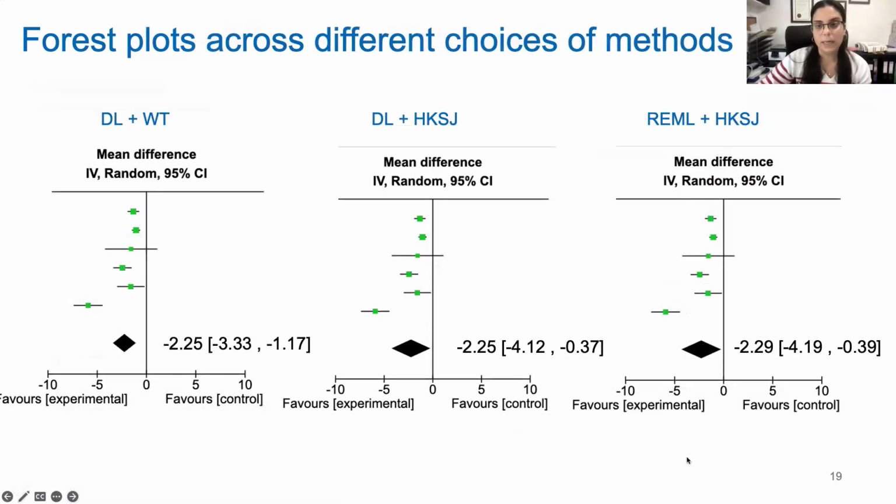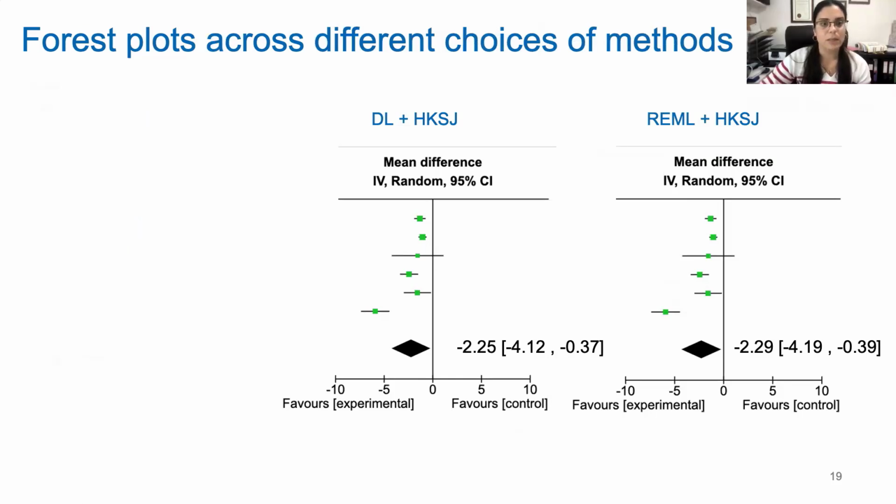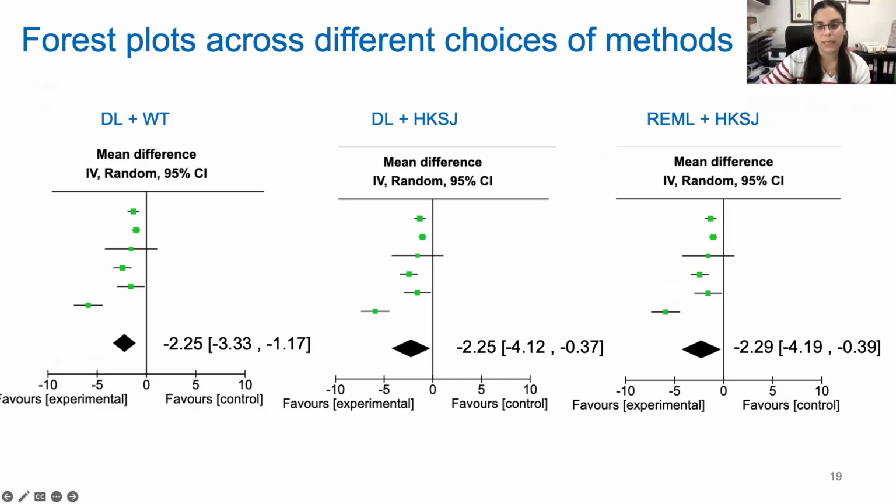Now, in this slide, we present the results and forest plot presentation of the three analysis options that we selected earlier. So first, we see the findings when the DerSimonian and Laird and Wald-type methods were used, as per the standard options that RevMan had up to now.